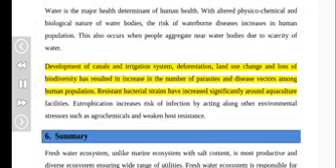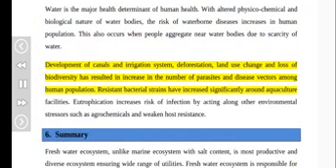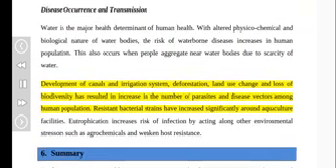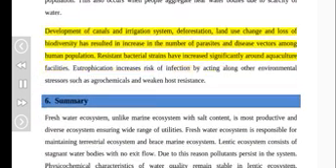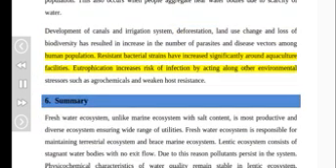Development of canals and irrigation systems, deforestation, land use change and loss of biodiversity has resulted in an increase in the number of parasites and disease vectors among human population. Resistant bacterial strains have increased significantly around aquaculture facilities. Eutrophication increases risk of infection by acting along with other environmental stressors such as agrochemicals and weakens host resistance.